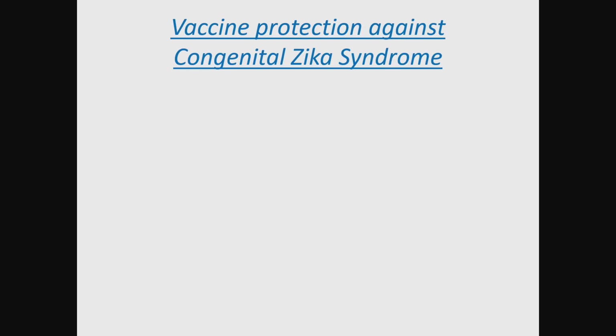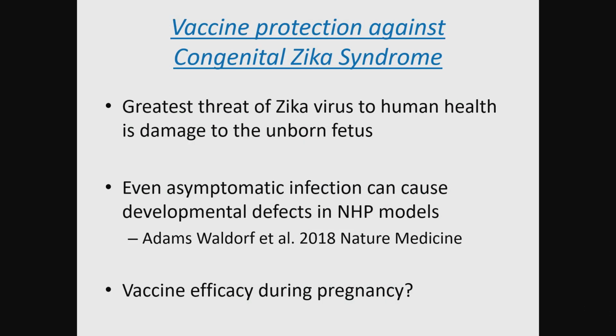So I think this data is really interesting and shows some of the power of this mRNA vaccine technology and how we can easily manipulate specific antigens to shape the immune response towards desired directions. So the second thing we want to do now is look at congenital Zika virus. As we said earlier, the greatest threat of Zika to human health is damage to the unborn fetus. And it's recently been shown that even asymptomatic infections can cause developmental defects in non-human primate models, which is scary to think about. So can our vaccine protect against damage to the developing fetus?